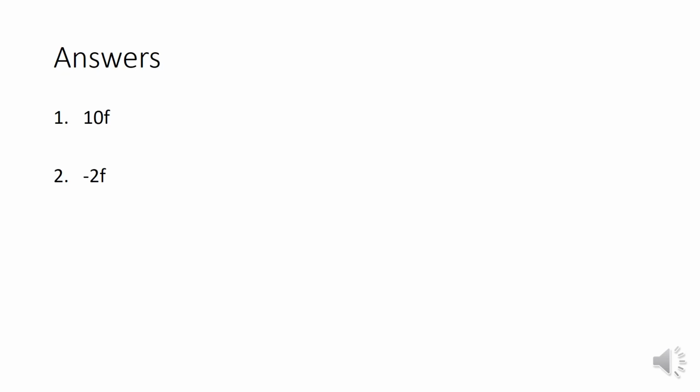Okay, so that first one, 5f plus 5f. So we've got 5 of something, we're adding 5 of something. We end up with 10 of it. So 5f plus 5f is 10f. And this one we had 6f minus 8f. So we're going to be doing 6 take away 8, which is minus 2. And we're dealing with f, so it's minus 2f.